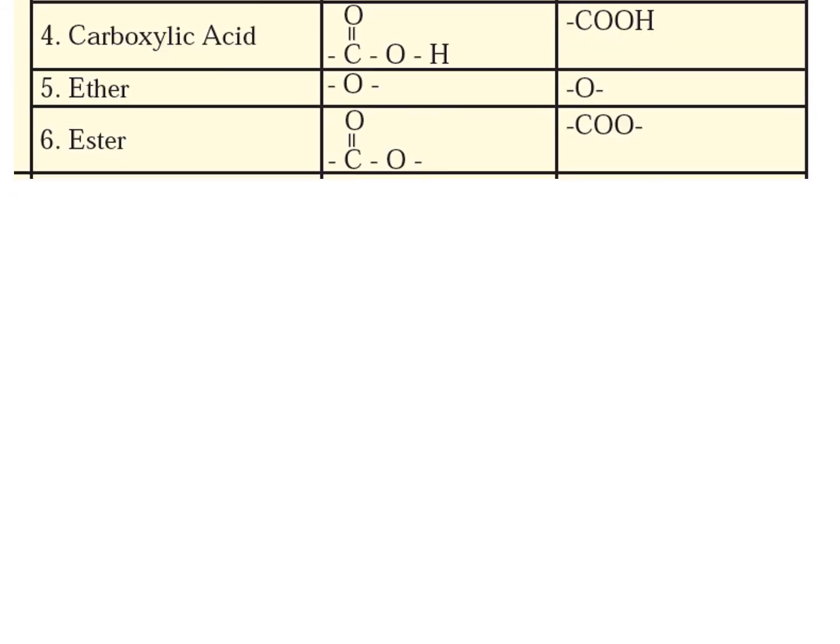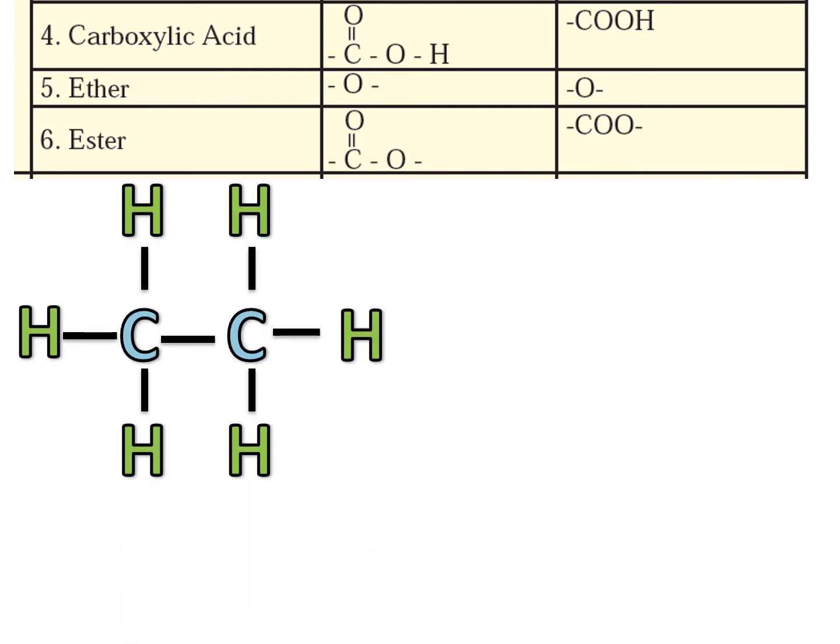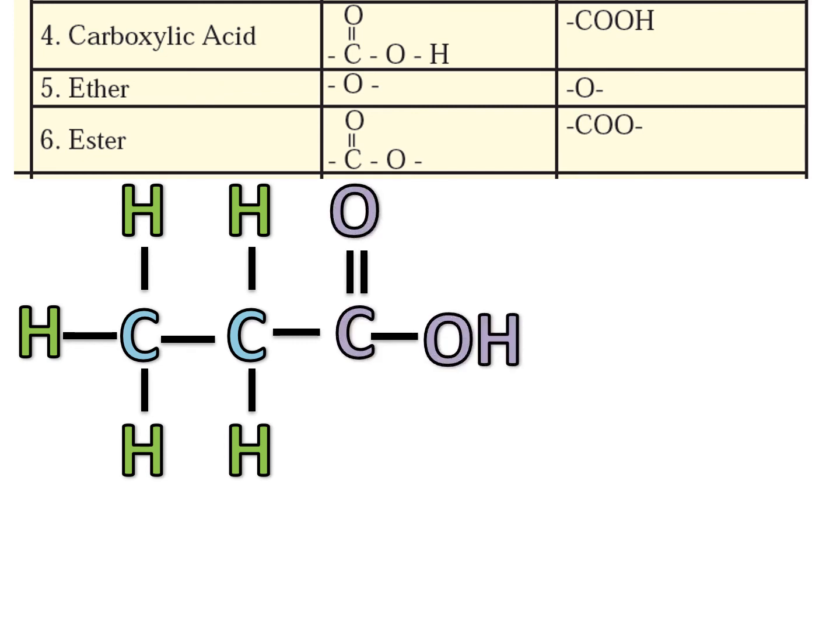The next one in oxygen is carboxylic acid. So this is your alkane. I replace the hydrogen atom with C double bond OH. So when the C double bond OH is coming, it is a carboxylic acid. The example here is CH3COOH. Here CH3 is directly attached to COOH.